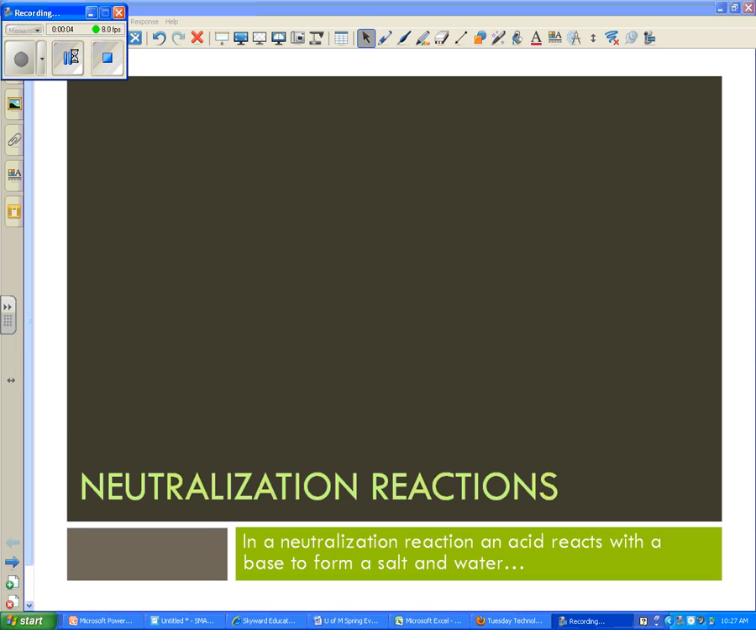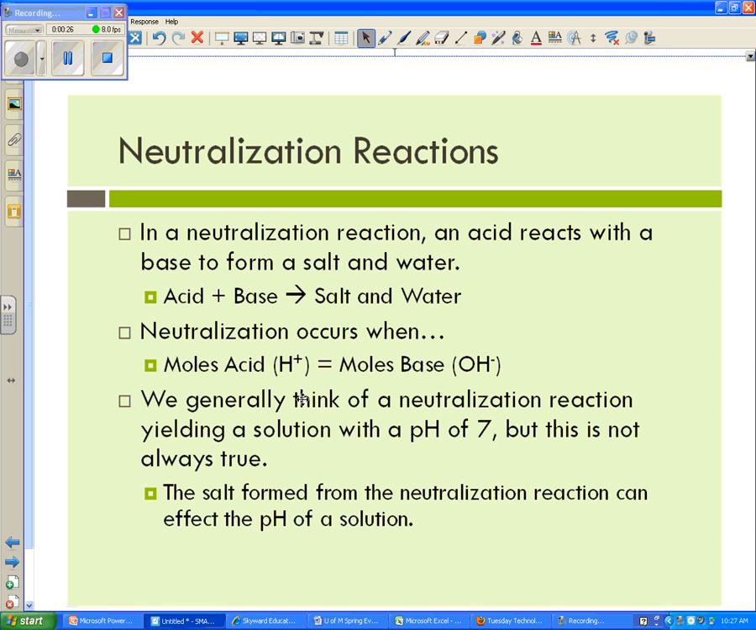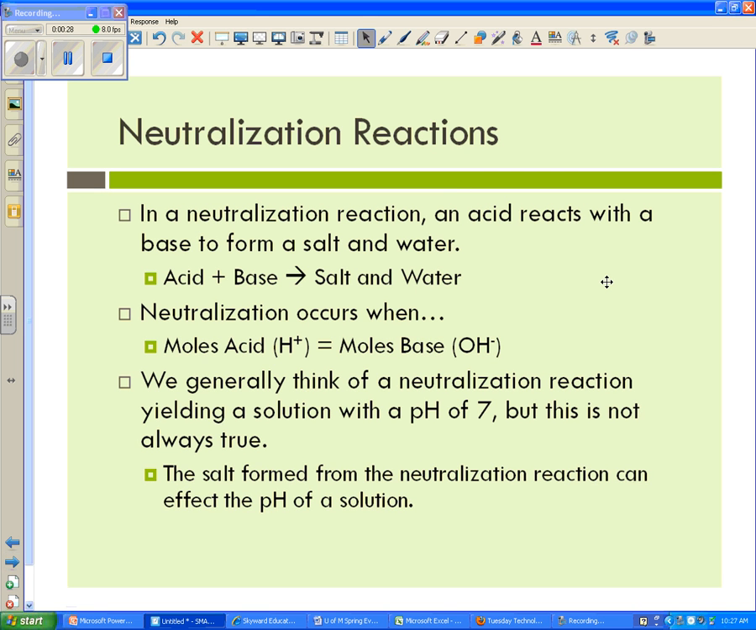Perfect. Okay, so the second portion of our acids and bases unit covers neutralization reactions. In a neutralization reaction, an acid reacts with a base to form a salt and water, which is old news. We already talked about that in the first portion of our acids and bases unit. Neutralization reactions. Like I said, in a neutralization reaction, an acid reacts with a base to form a salt and water.